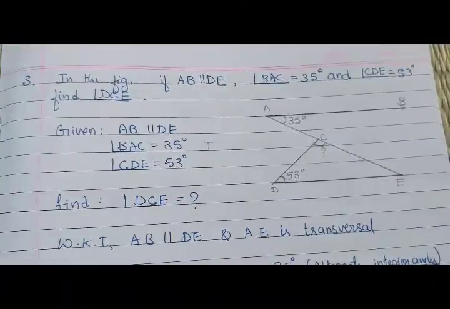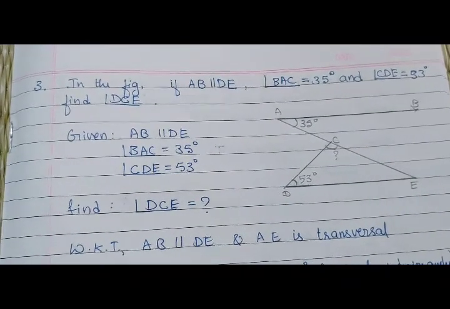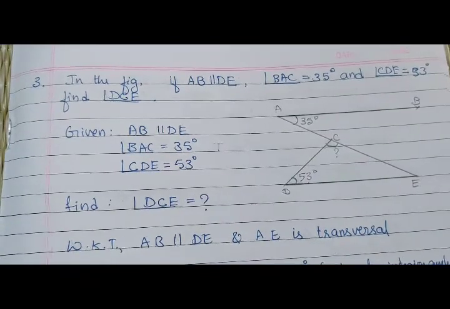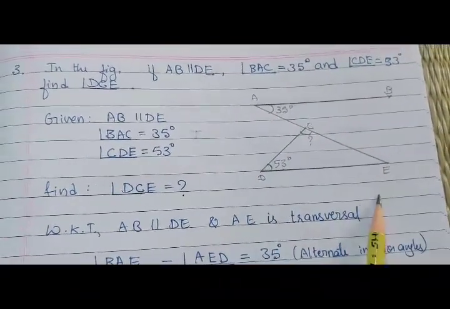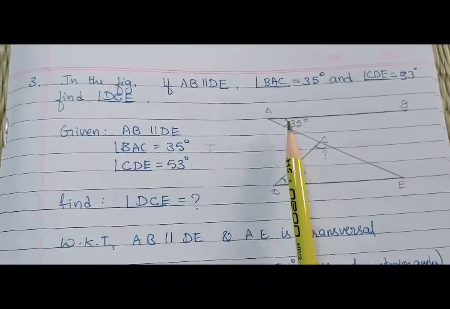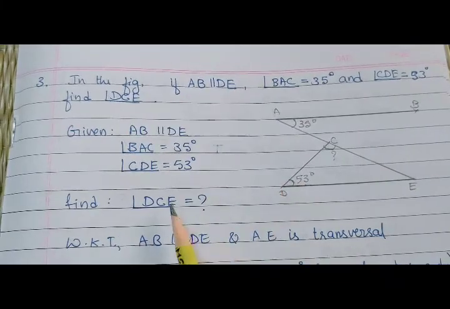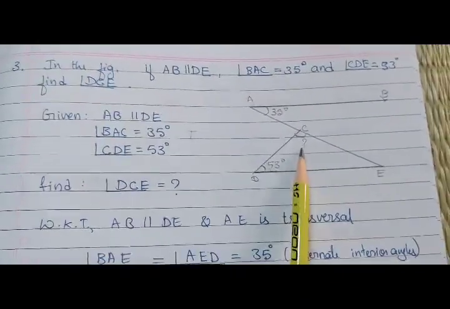In the figure, if AB is parallel to DE, angle BAC is equal to 35 degrees and angle CDE is equal to 53 degrees, find angle DCE. Given AB is parallel to CD. Angle BAC is 35 degrees. CDE is 53 degrees. What we have to find is DCE. This is what we have to find.